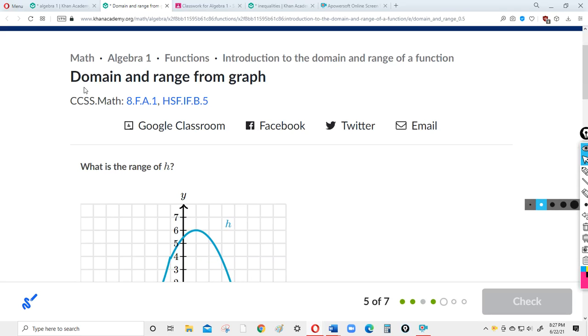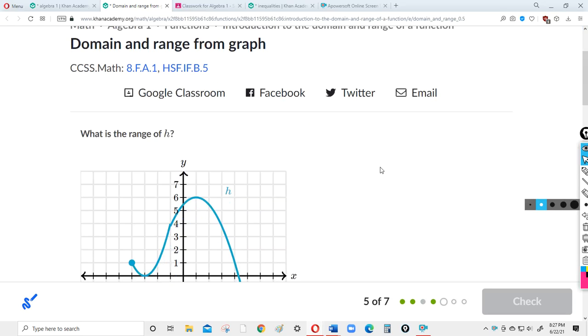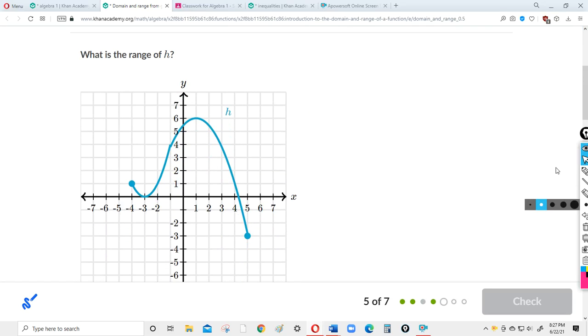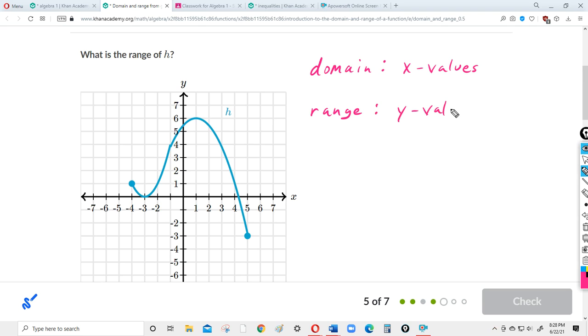This will be for the assignment, domain and range from graph. So just a few notes to start off. When we talk about domain, we are referring to the x values. And when we talk about range, we are referring to the y values. Okay, so you might want to write that down.